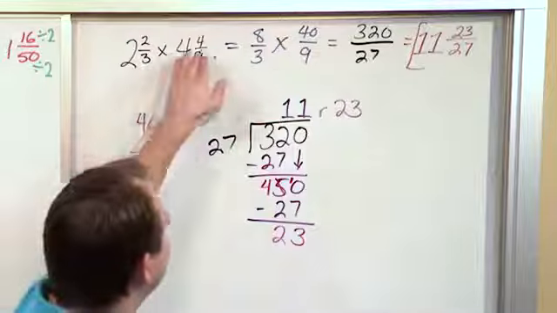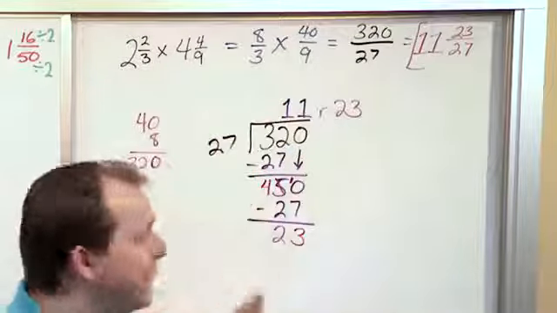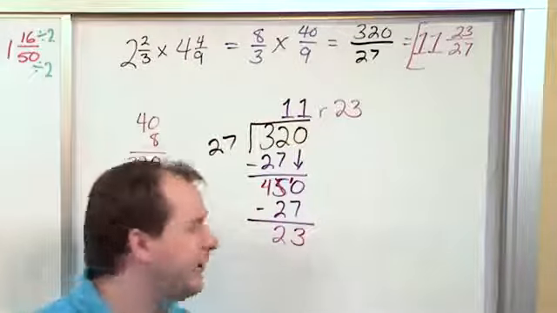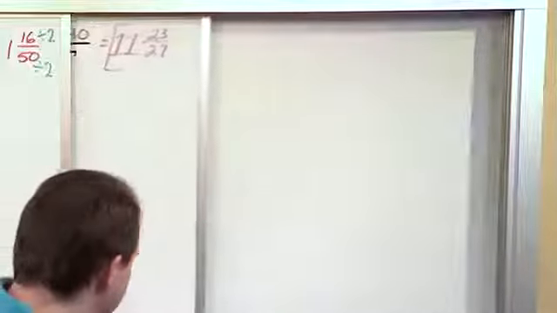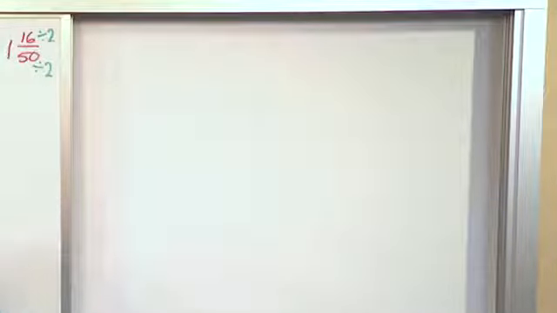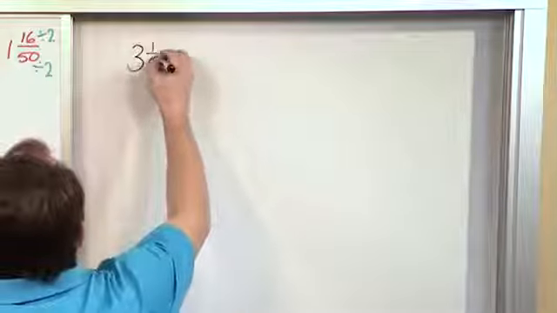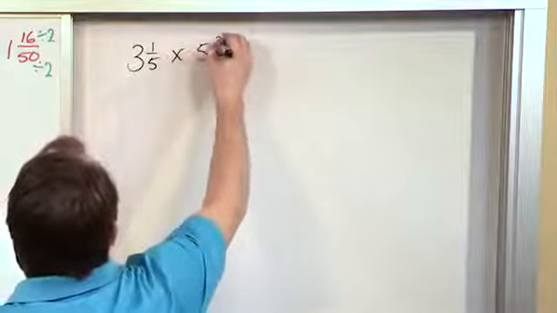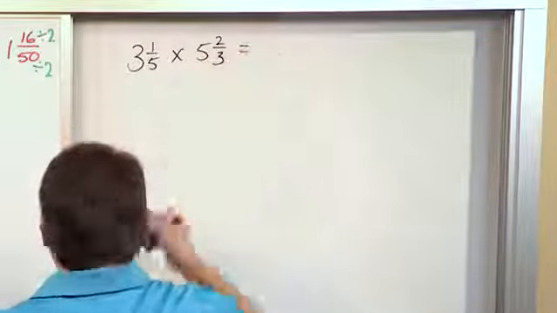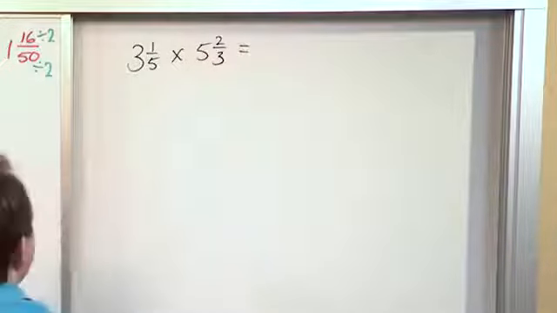So again, sometimes you're going to have to multiply large numbers. Sometimes you may have to divide large numbers. So make sure your division and multiplication skills are at a good place when you're multiplying mixed numbers, because sometimes you just have to do it. Now let's say we have 3 1/5 times 5 2/3. All right, so let's do the same old thing. This will be our last problem.